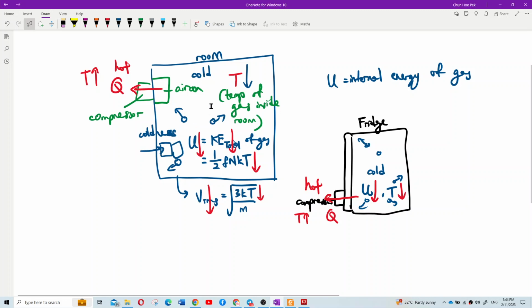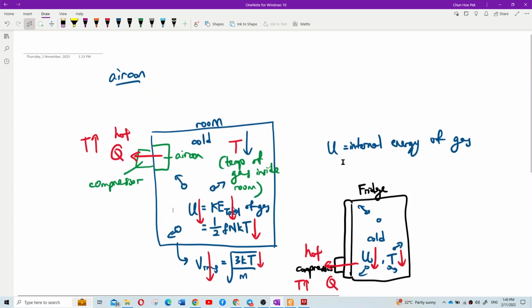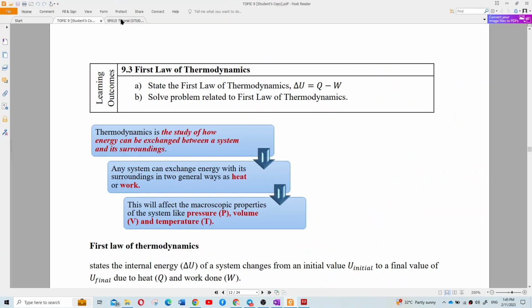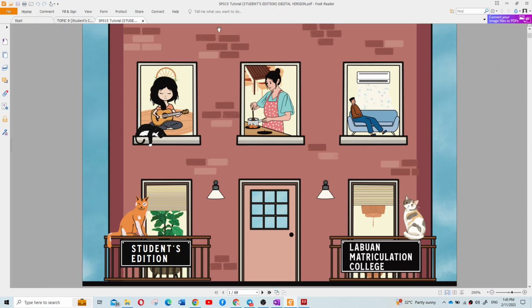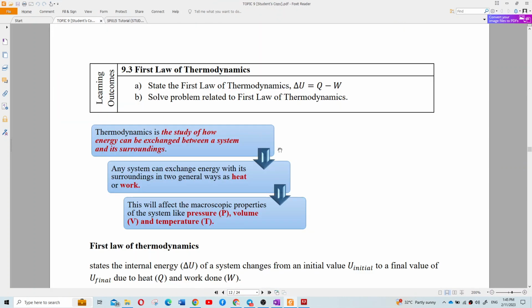When you absorb heat from inside the room, of course the internal energy of the gas will decrease, because the heat is absorbed into the ice. So when the internal energy of the gas decreases, the temperature of the gas decreases. That's how the room gets cold. Okay, there's no such thing as bringing coldness into somewhere. Understand, class? So the aircon is to absorb the heat out. That's how the aircon works. Okay, you can Google search for more.